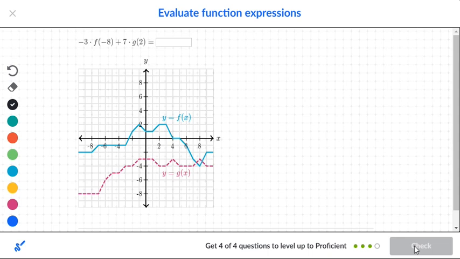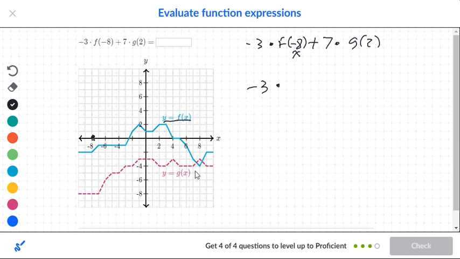Okay, now we have negative 3 times f of a negative 8 plus 7 times g of 2. So remember, this is your x. So we're going to go negative 3 times, my negative 8 is right here. So this is my negative 8 right there.